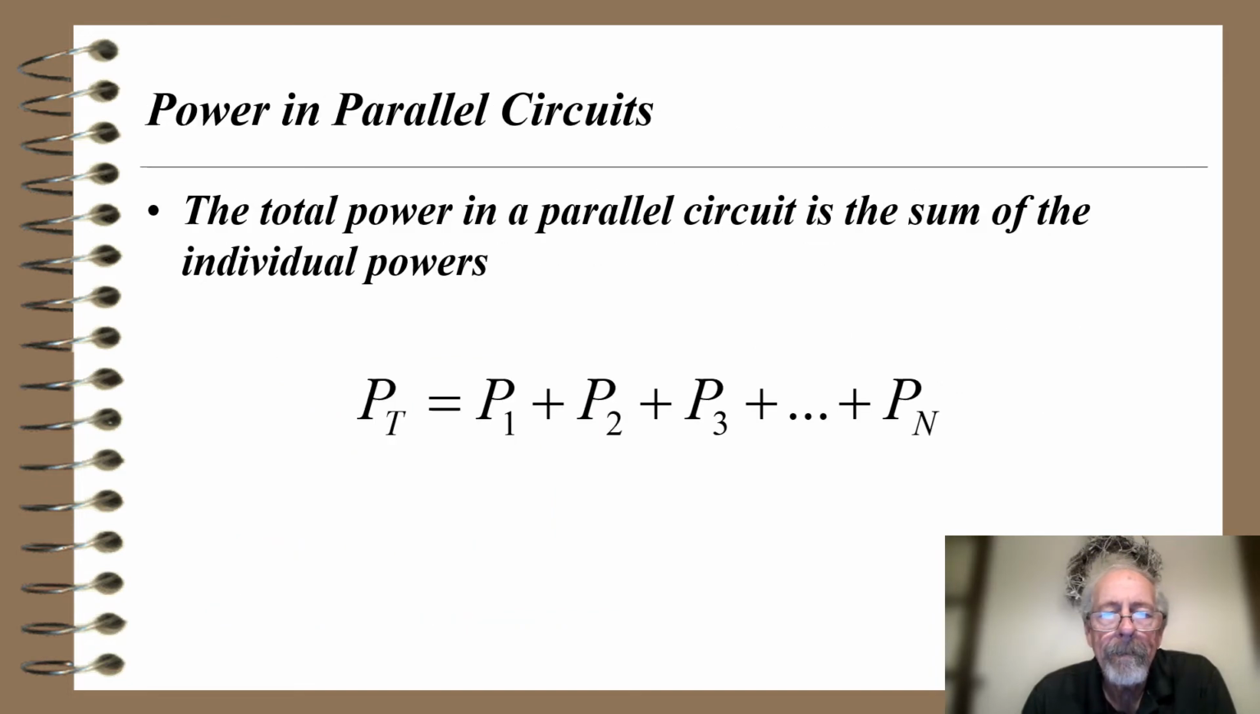So what about the power in parallel circuits? Well, again, total power in a parallel circuit is the sum of the individual powers. So the same equation we had before. If I had 3 parallel resistors, I would take power in resistor number 1, power in resistor number 2, and power in resistor number 3, add them up to get my total power. And I'd use the power equations that I spewed out before to figure out what the power is per resistor.